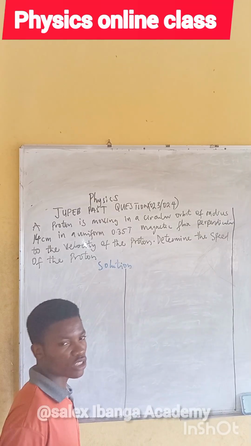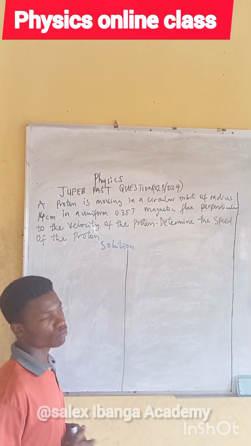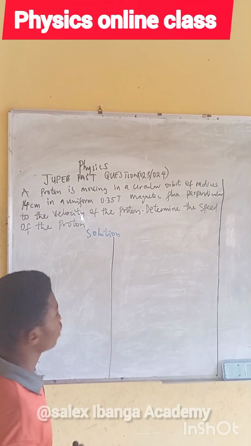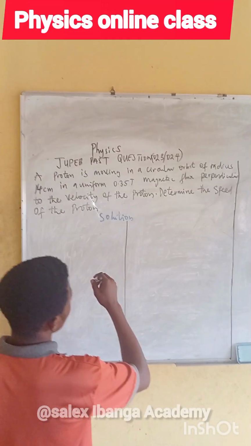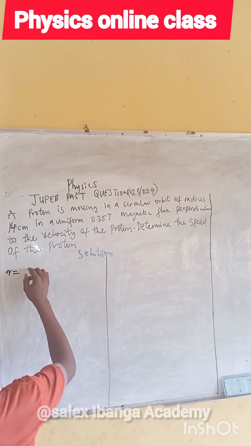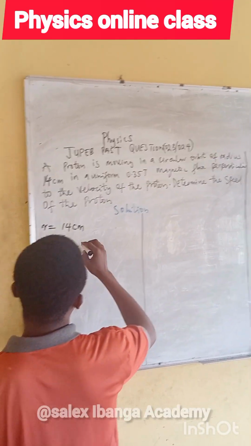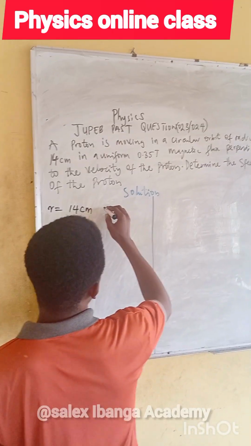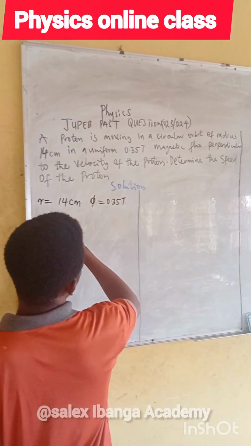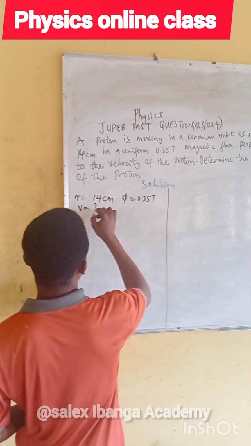What you need to do in this question is look at the question: it is talking of a proton, everything is proton, and that means there's something inside. So now let's look at the question and sort out our parameters. We have our radius, r, which is 14 cm. We also have our flux, which is 0.35 Tesla. That is the magnetic flux. Then we have to find the speed, that is, the velocity, which is unknown.